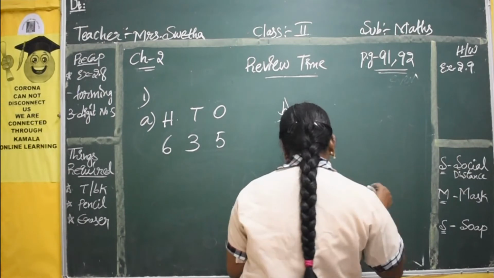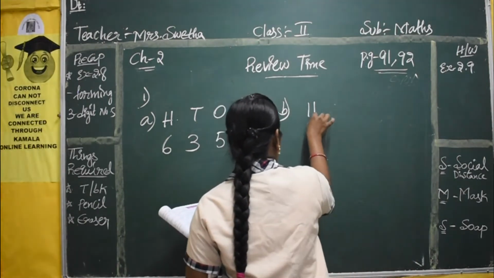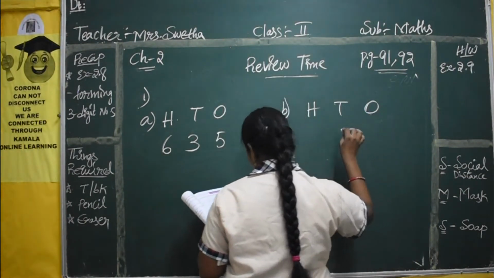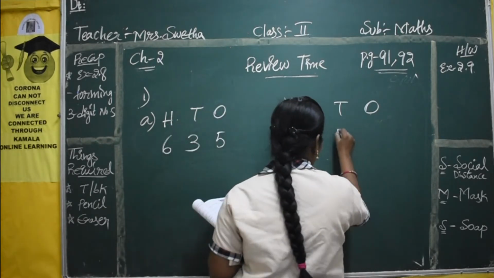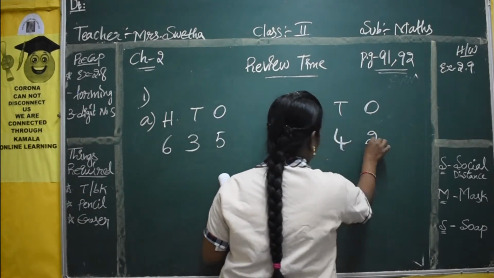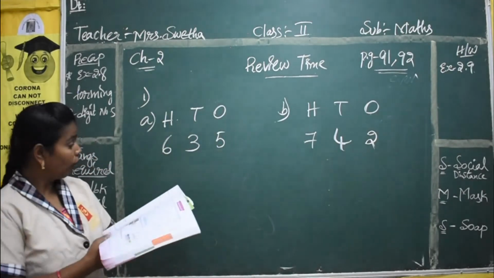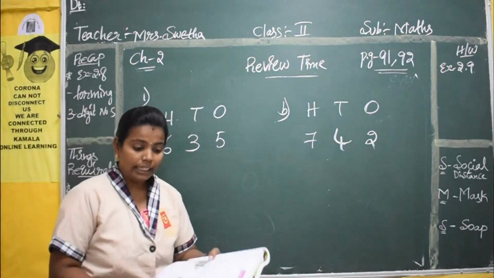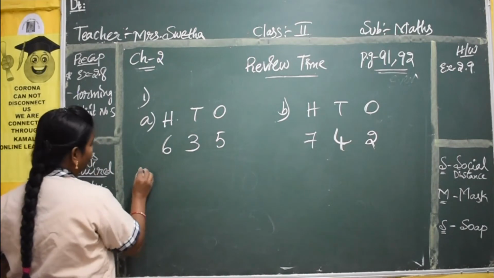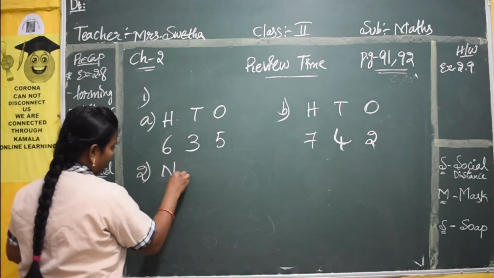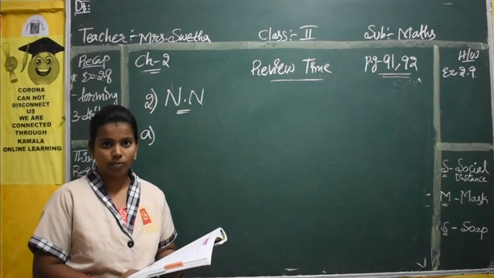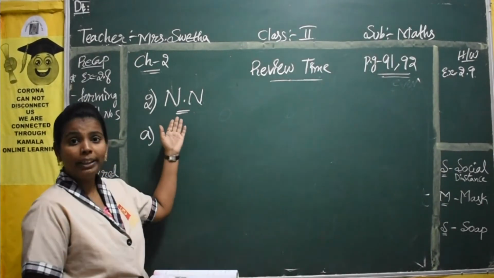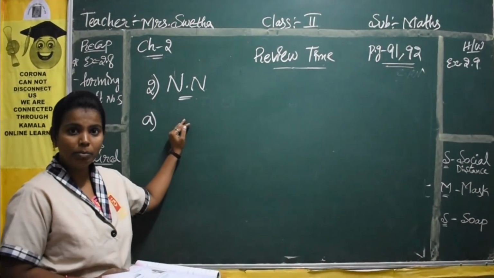In the 100 place you have 7 beats, tens place you have 4 beats, and ones place you have 2 beats. Okay, so the first bit I have done. In the second bit, children, you have to write number names. Number names I have explained to you already. So in the second bit they are asking you to write the number names.